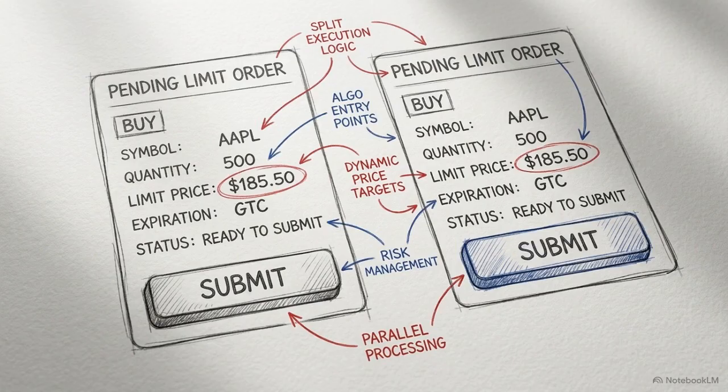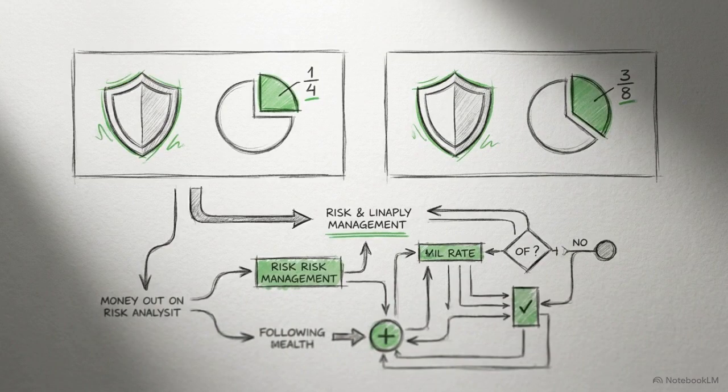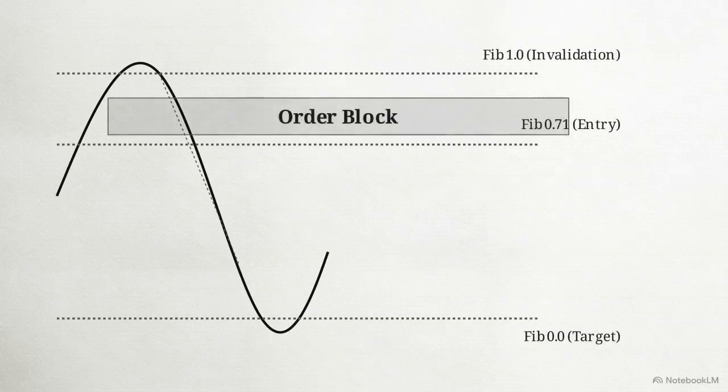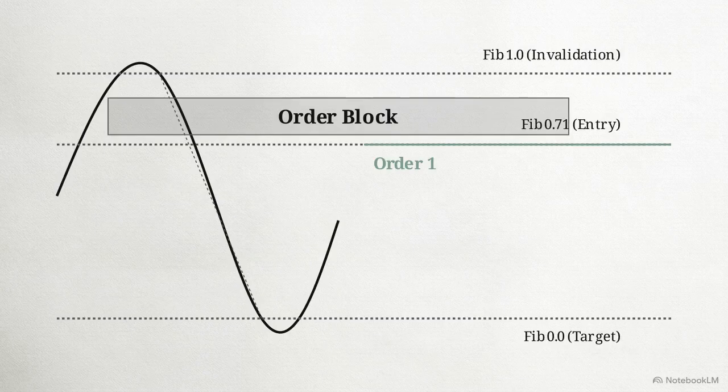To maximize our probability of a fill, we use a split order method. We're going to set up 2 separate limit orders, risking exactly 1% of our account on each. Place the entry for your first order exactly on that 0.71 Fibonacci line. Then place the entry for your second order right at the front edge of your order block box.